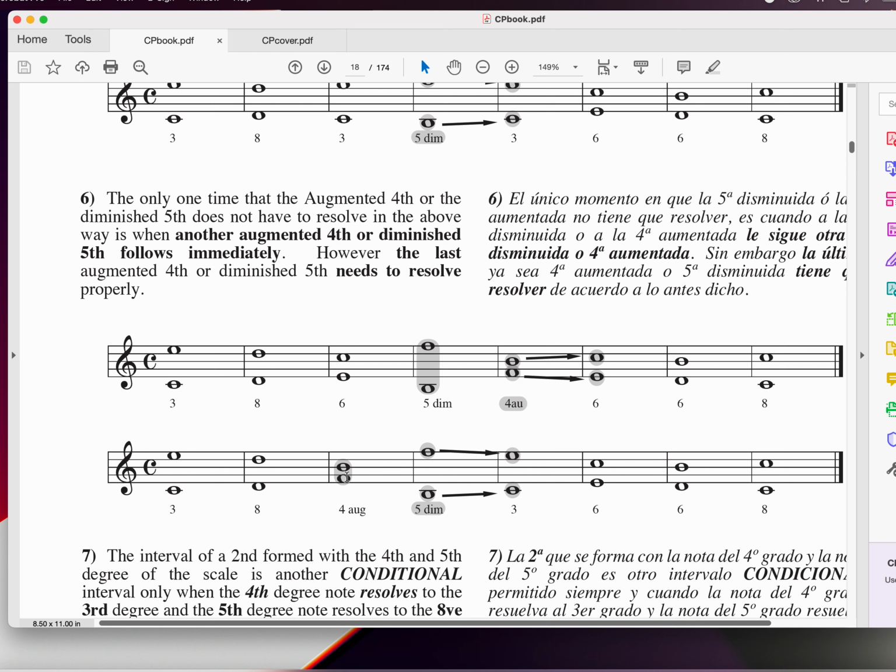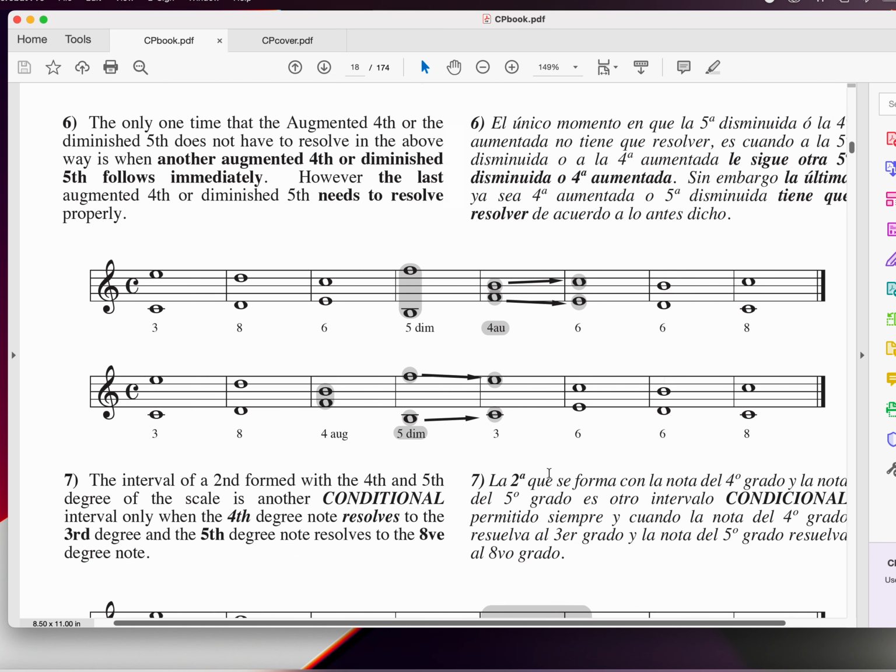And the same thing happens when you start with the augmented fourth and then the diminished fifth, and you need to finish this. The B goes to the C, the F goes to the E.